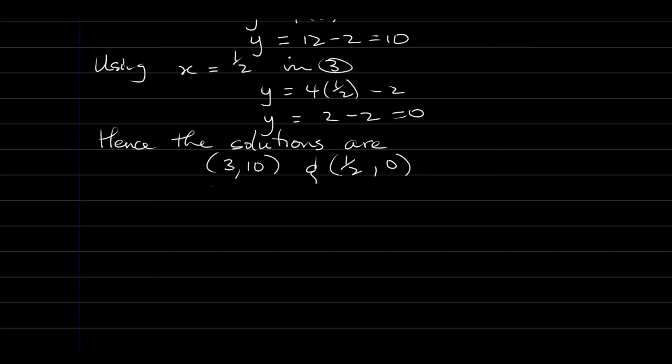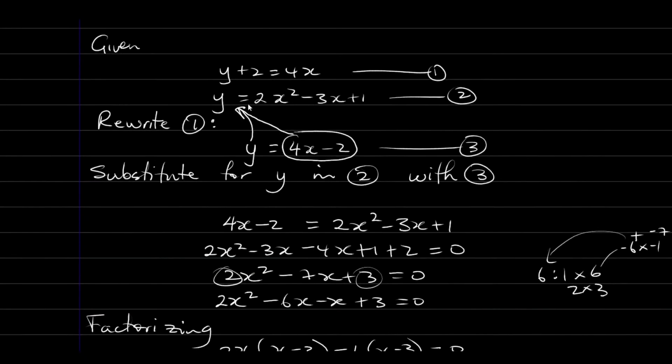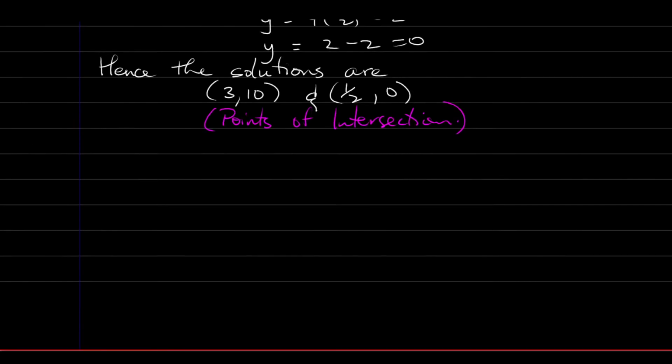And just remember that these are points of intersection. Right? These are points of intersection between the equation, whatever shape this makes is a quadratic equation here, and whatever shape this makes as a straight line there. So these are 2 points that they're going to intersect at. Let's do another one where we're looking at a circle.